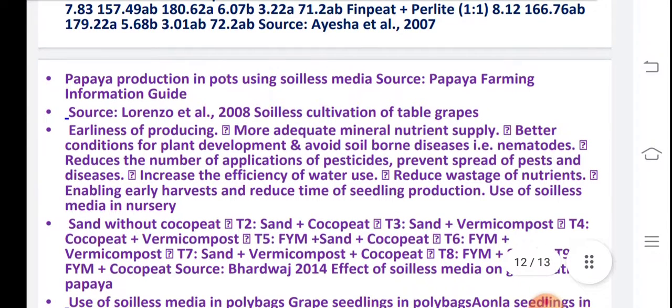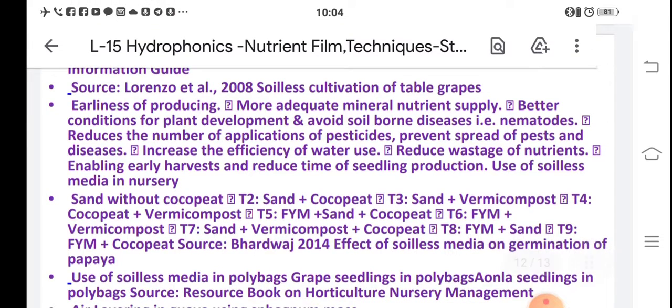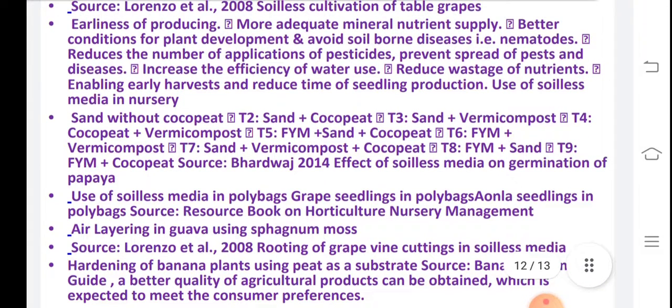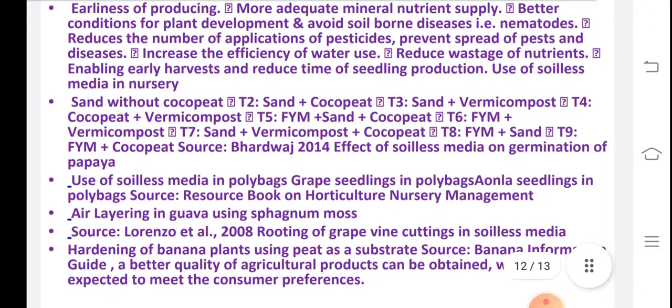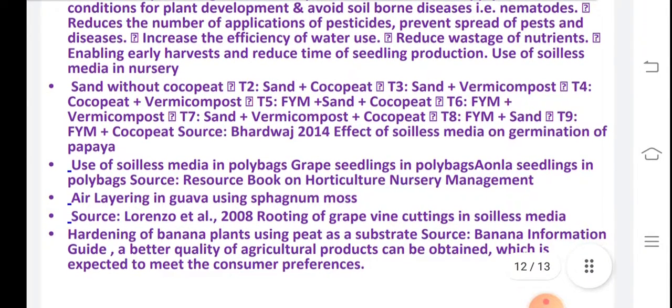There are reports of better production, generally control of pesticides and diseases, then supply of nutrients and avoiding the wastage of nutrients. So all this is done. Then our famous soil media, coco peat, is there: sand, vermicompost, coco peat and vermicompost. Different combinations are there, so they are given here.